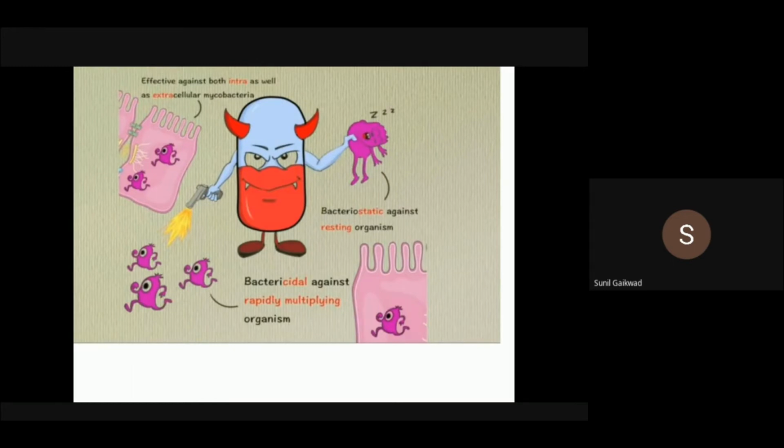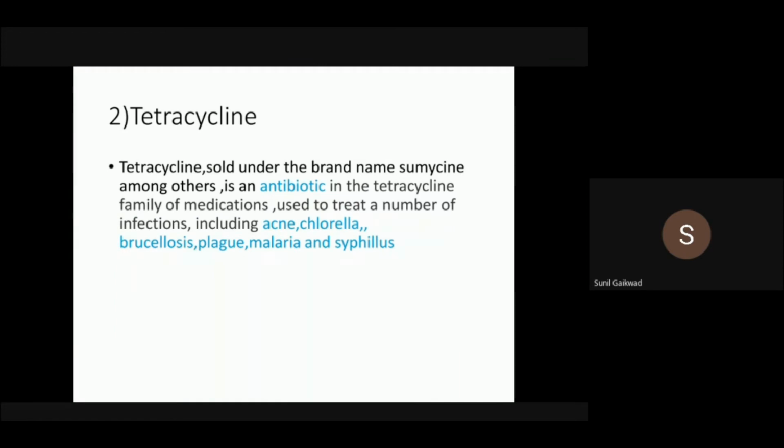So we can see here it is more effective in multiplying organisms. My second drug that I have selected is tetracycline. Tetracycline is sold under the brand name Sumycin, among others. It is an antibiotic in the tetracycline family of medications used to treat a number of infections including acne, cholera, brucellosis, plague, malaria, and syphilis.